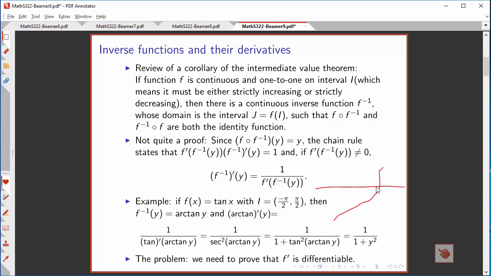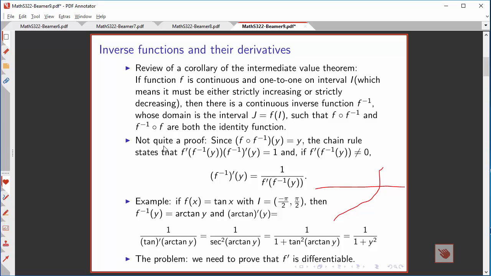So from the position of the horizontal line, we can get the point in the domain where the function crosses it. That's the inverse function. So the inverse function exists for a strictly increasing or strictly decreasing function. We've already shown that it's continuous, and this is a two-sided inverse function. That is, you compose f with f inverse, or you compose f inverse with f. In either case, you get the identity function.